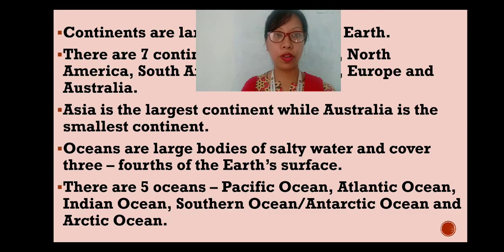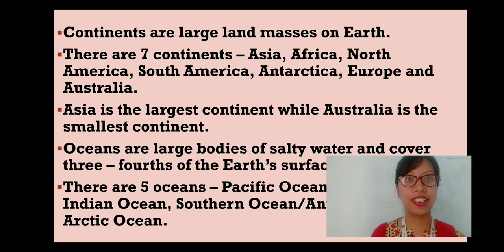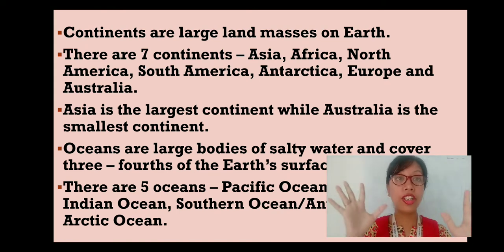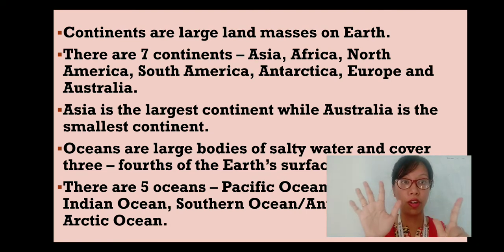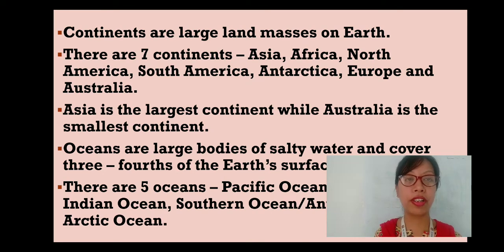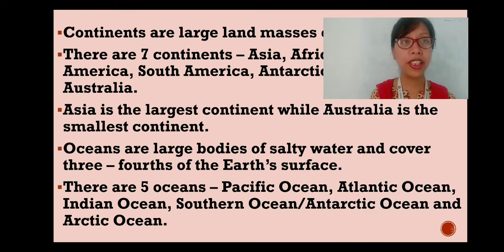Now let's move towards the continents and oceans. So what are continents? Continents are large land masses on earth. There are 7 continents: Asia, Africa, North America, South America, Antarctica, Europe and Australia. Asia is the largest continent while Australia is the smallest continent, right? And Antarctica is a continent where very few people, or you can say no living beings, live.